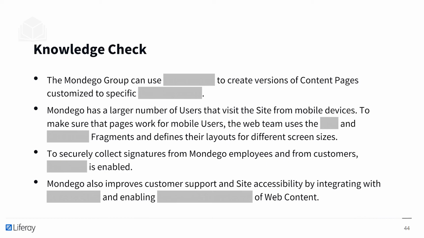Mondego has a larger number of users that visit the site from mobile devices. To make sure that pages work for mobile users, the web team uses the blank and blank fragments and defines their layouts for different screen sizes. To securely collect signatures from Mondego employees and from customers, blank is enabled. Mondego also improves customer support and site accessibility by integrating with blank and enabling blank of web content.